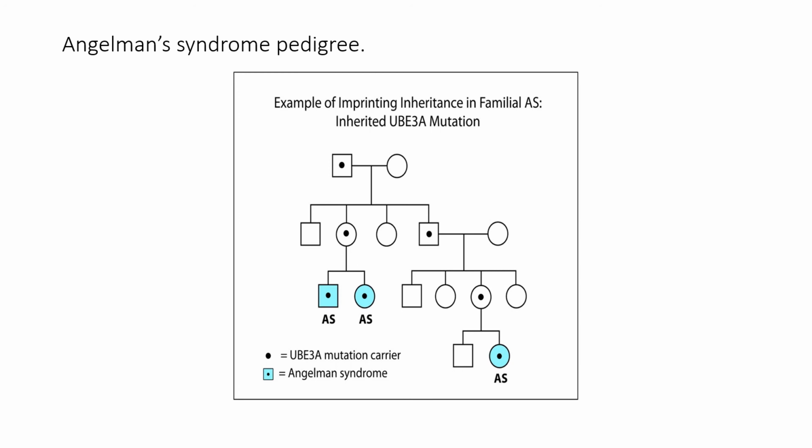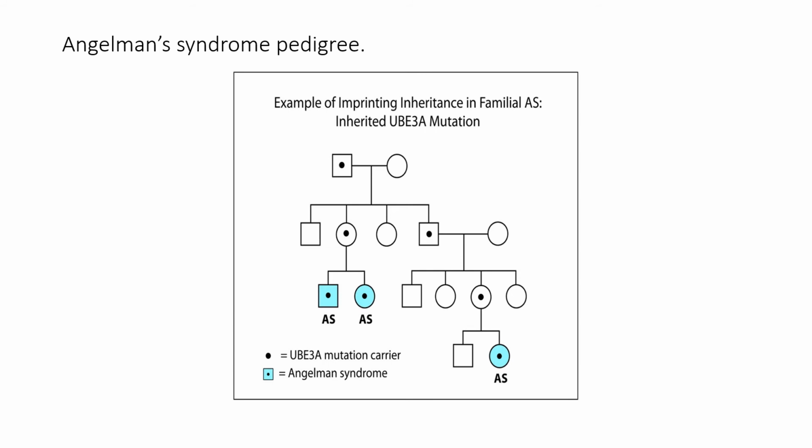Okay, so here's a pedigree showing Angelman syndrome, and this takes a little getting used to. They did us a favor by putting little dots in the people that are actual carriers of the UBE3 mutation. So remember this is expressed from mom's allele and not from dad's. Remember the squares are males and the circles are females. Anybody with a little dot is a carrier, and anybody with a filled-in figure is a person with the disease. So this kind of shows you how this all works.